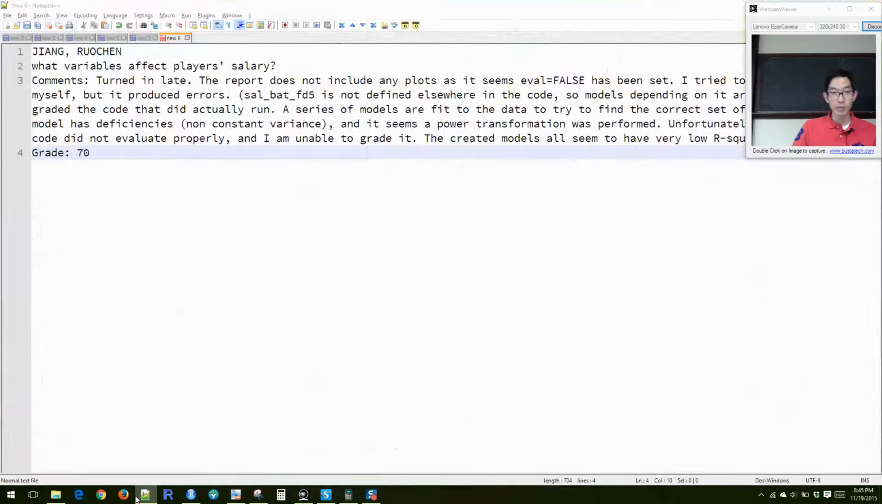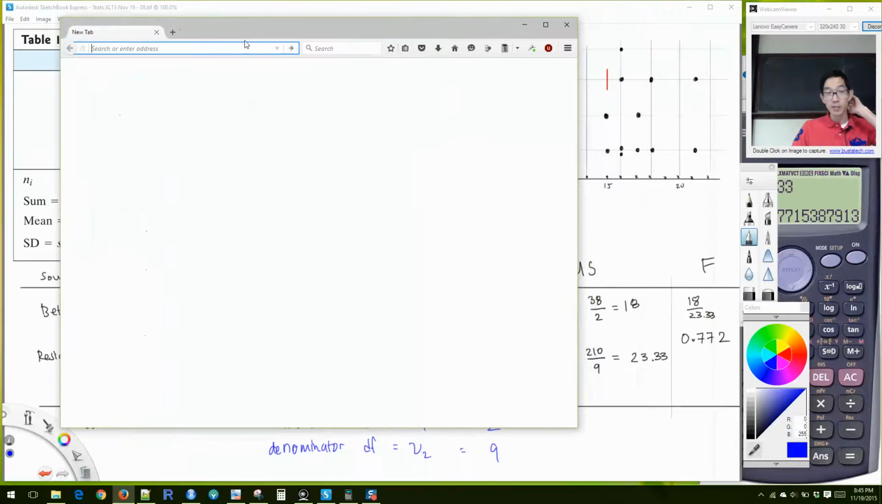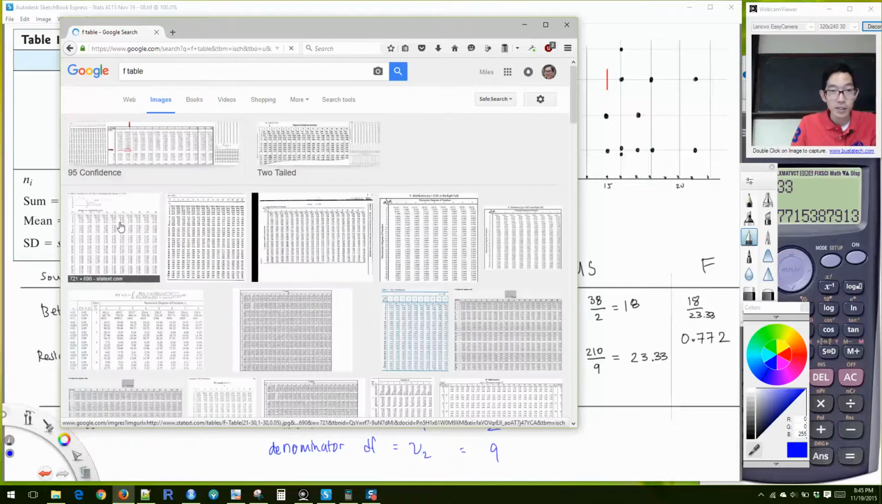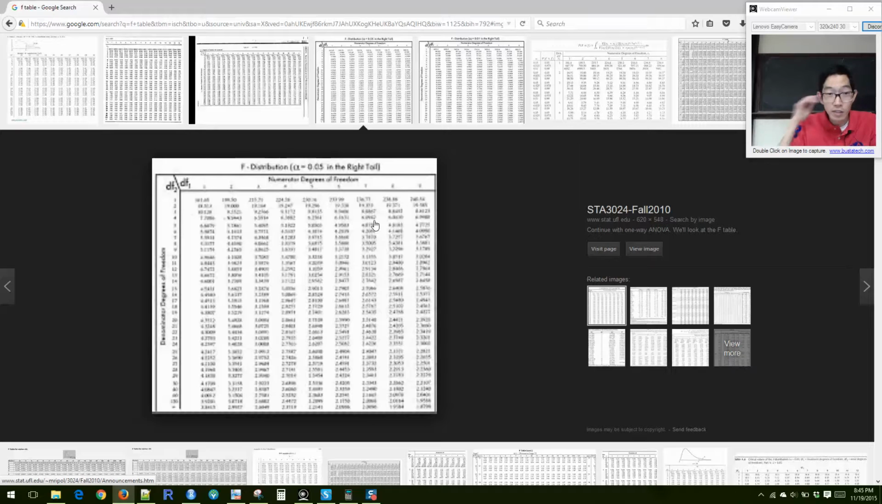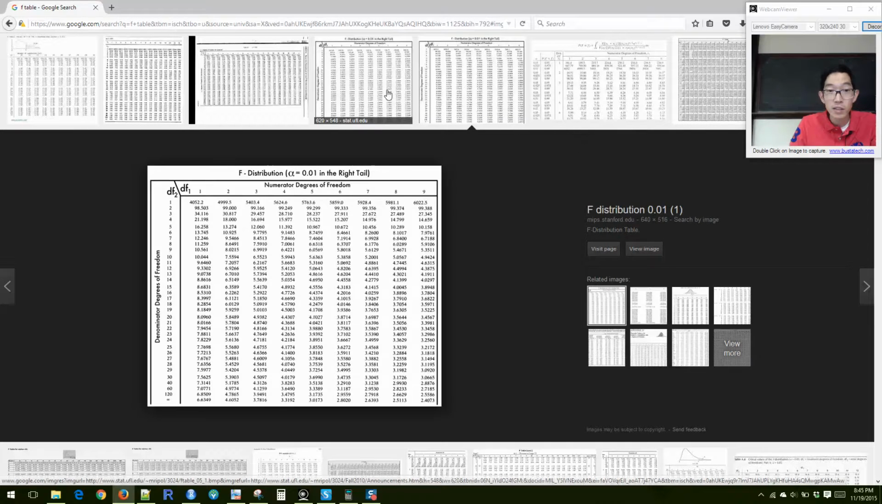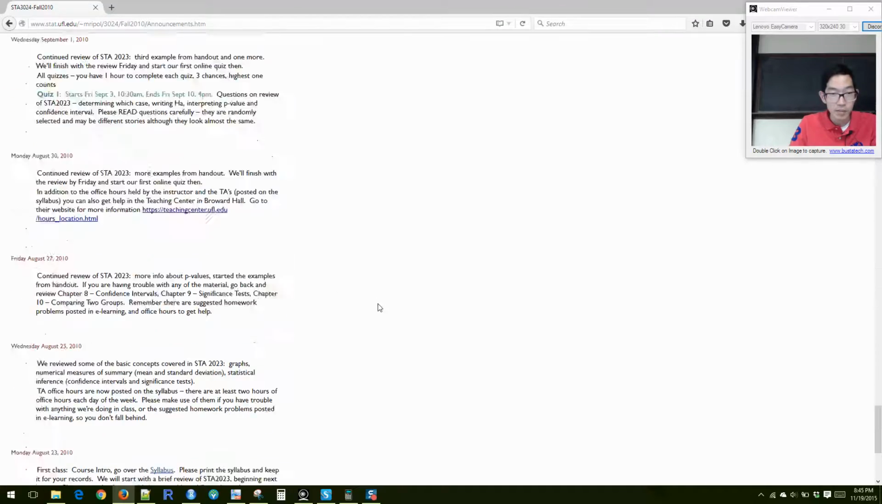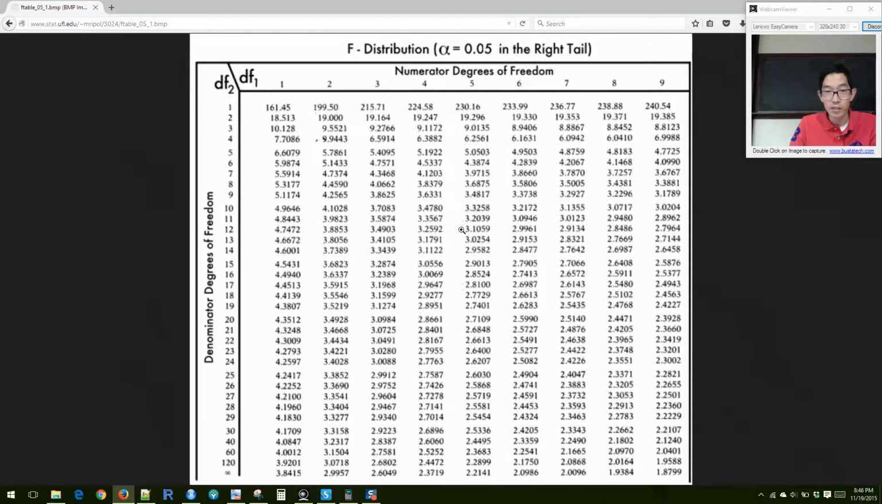If you ever go online and you look up an F table, chances are you're going to get something that looks like this. You look at this thing and you're like, what is this? Okay, so it says numerator degrees of freedom. We have 2, and it says denominator degrees of freedom, we have 9, right?